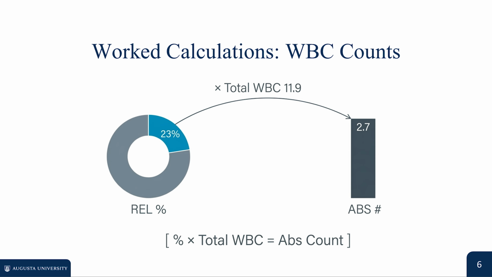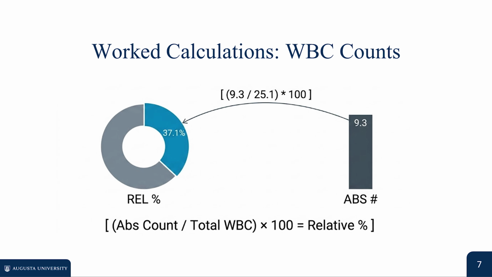Moving to leukocyte differential mathematics, clinical evaluation requires converting between relative percentages and absolute counts. The absolute count in thousands per microliter is determined by multiplying the relative percentage divided by 100 by the total WBC count. In our first worked example, a patient has a total WBC count of 11.9 times 10 to the third per microliter and a relative lymphocyte differential of 23%. Multiplying 0.23 by 11.9 yields an absolute lymphocyte count of 2.7 times 10 to the third per microliter.